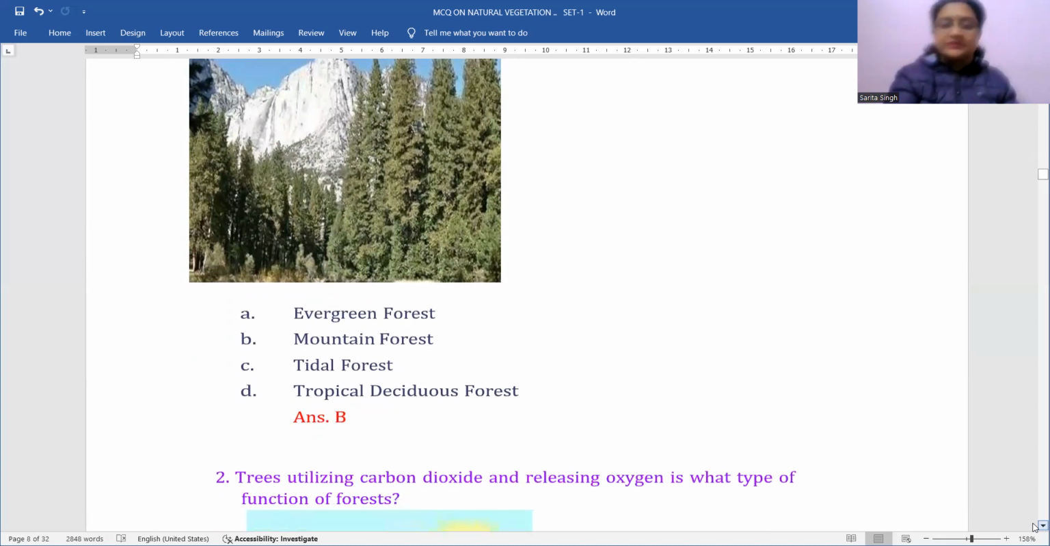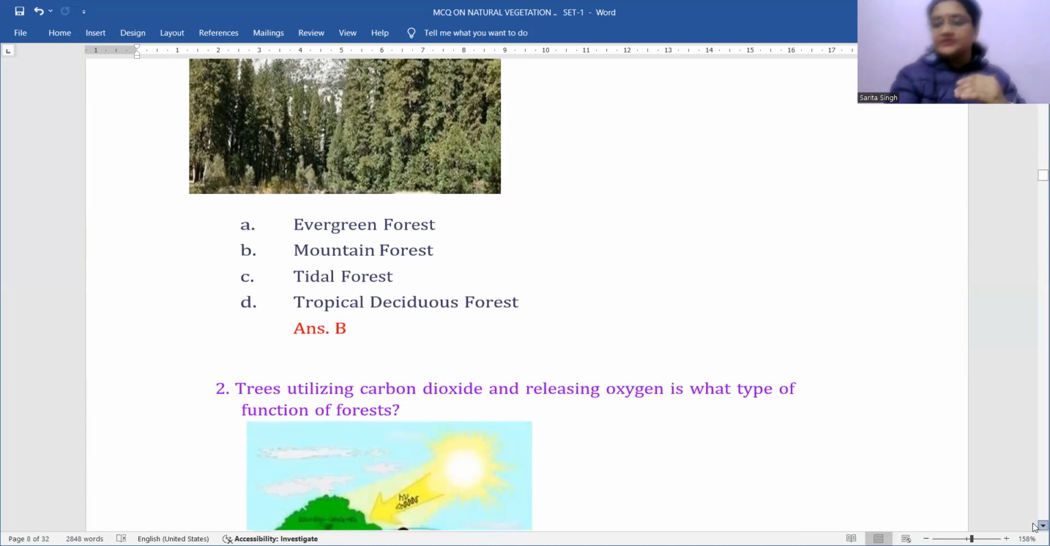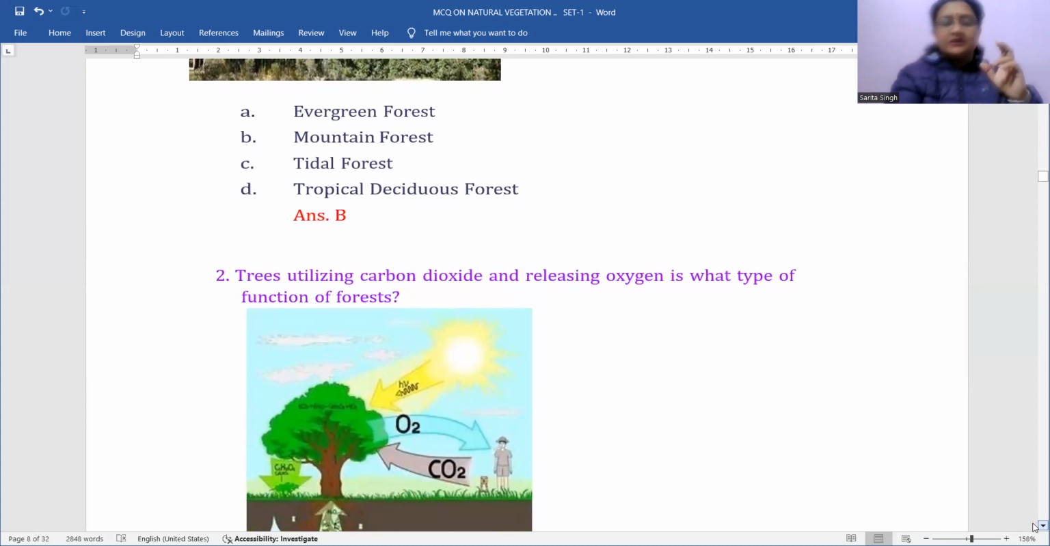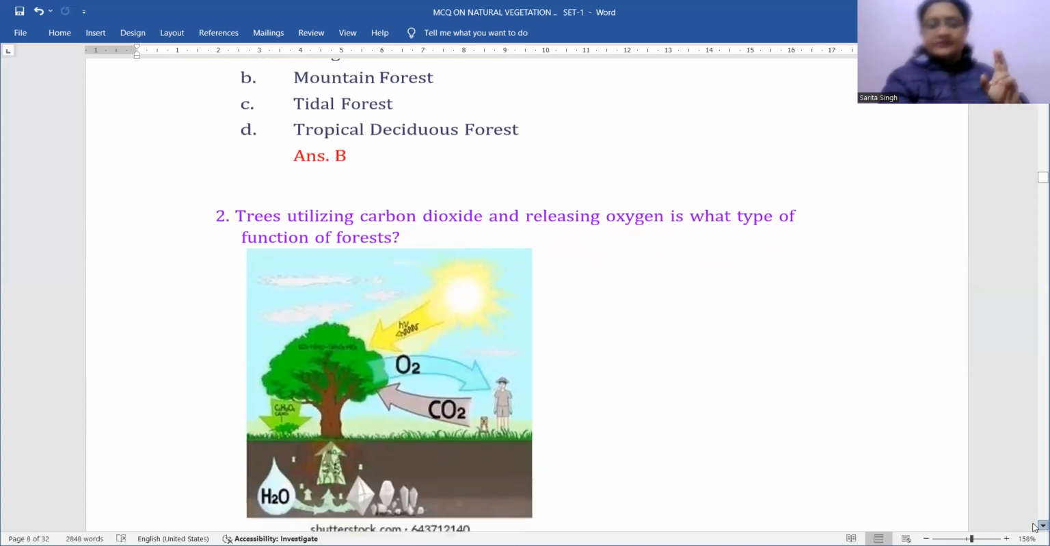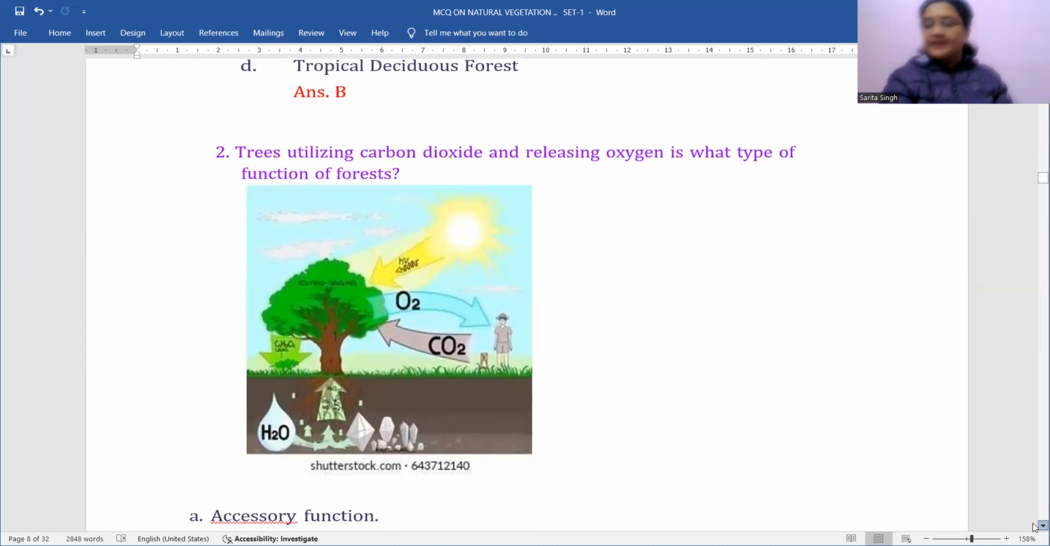Now question number 2, trees utilize carbon dioxide and releasing oxygen is what type of function of forest? अब बताइए आप, इसमें दो चीजें आ गई बच्चों. वन साइड ट्रीज आर यूटिलाइजिंग कार्बन डाइऑक्साइड, राइट?